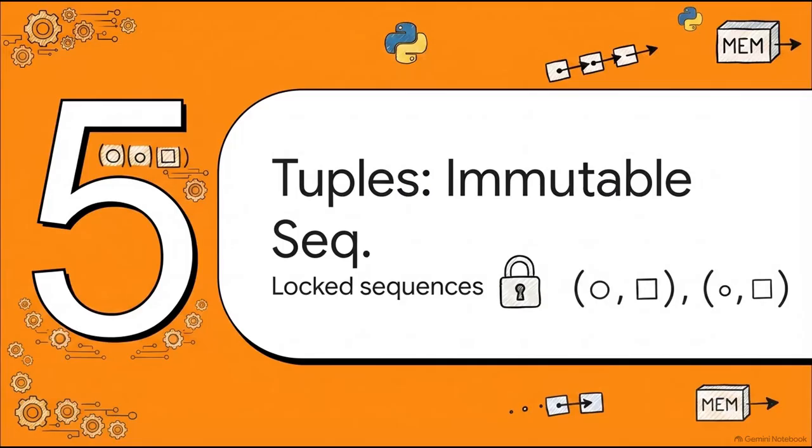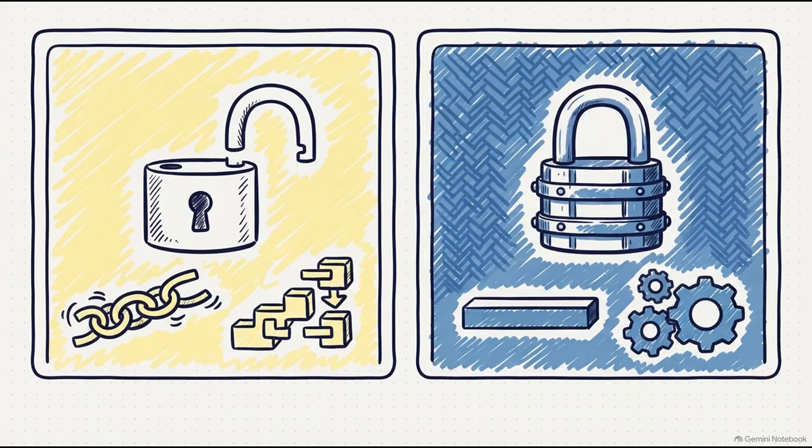Section 5, tuples, the immutable sequence. So, what happens if you have a sequence of data that you absolutely, under no circumstances, want accidentally changed? Well, that is where tuples come in.